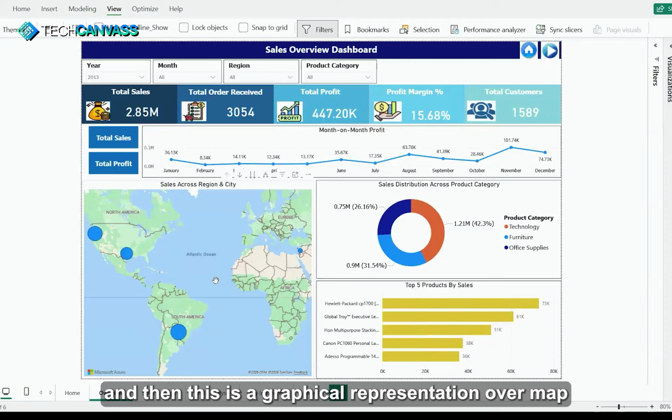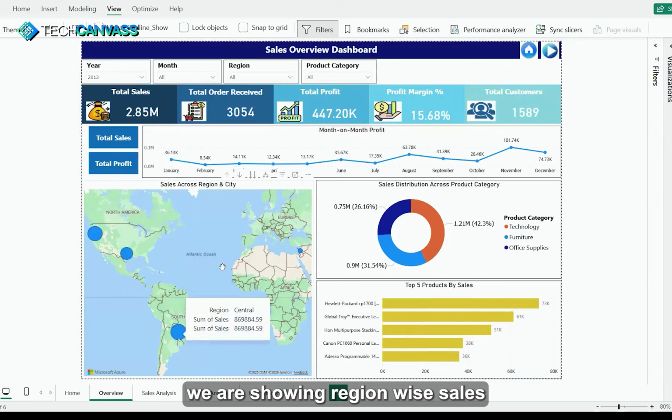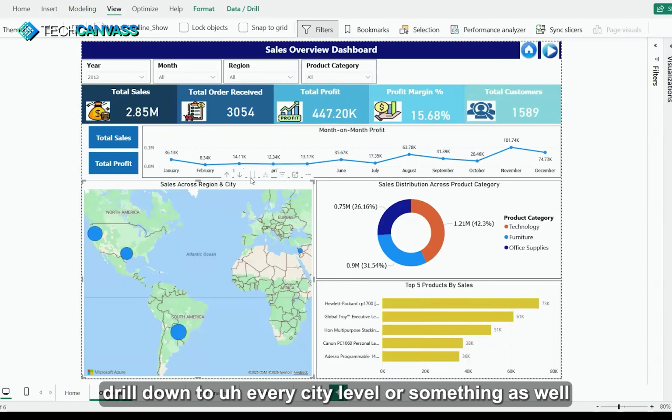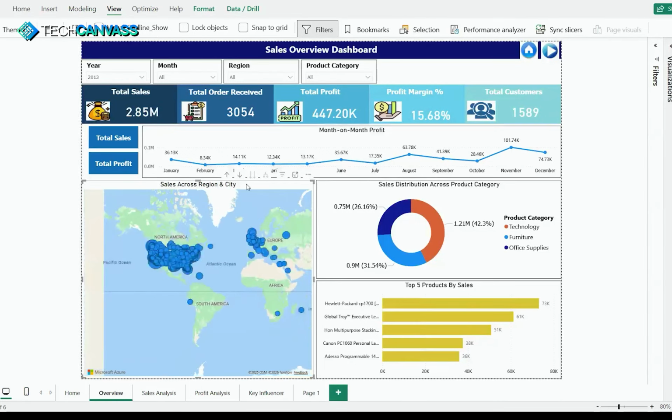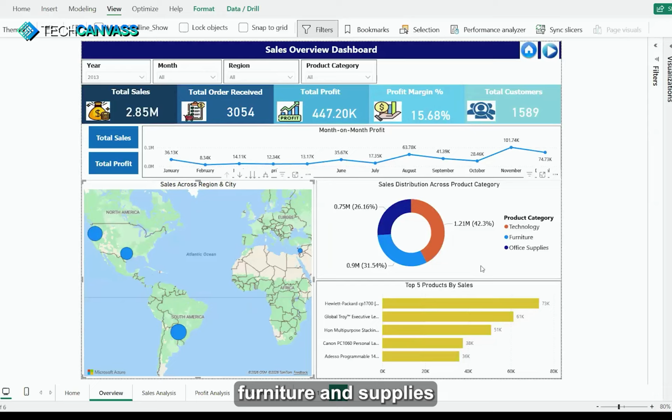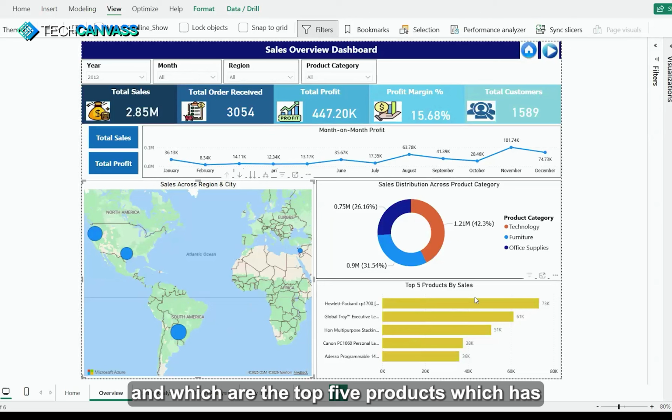And then this is a graphical representation over a map. We are showing region wise sales. Then you can drill down to maybe city level or something as well. One sec. Okay. So this is at a city level where you can zoom in a bit and check the data, right? Now, here we have product category wise sales showing. So we are majorly selling three product categories: technology, furniture, and supplies, which is represented using this donut. And these are the top five products which are shown.